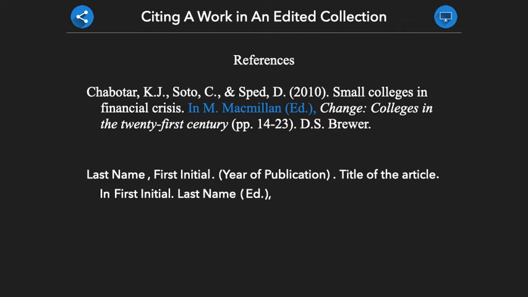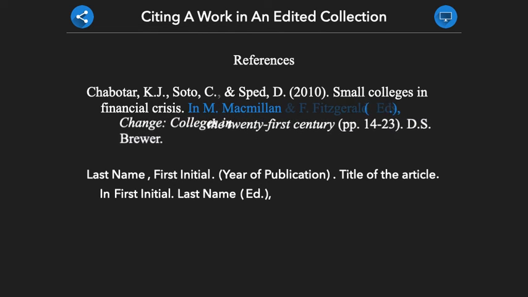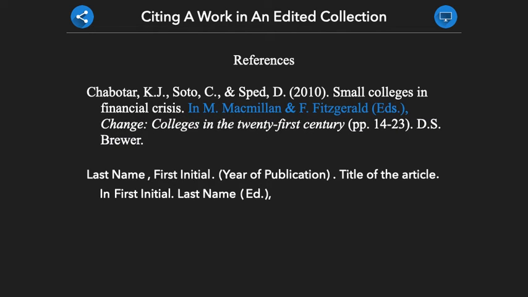If a collection has more than one editor, we provide each editor's name in the same format. For example, here's a citation with 2 editors. Note the inclusion of an ampersand before the last editor's name, and the addition of an S to our editor abbreviation. If we had more editors, we would include commas between each editor.